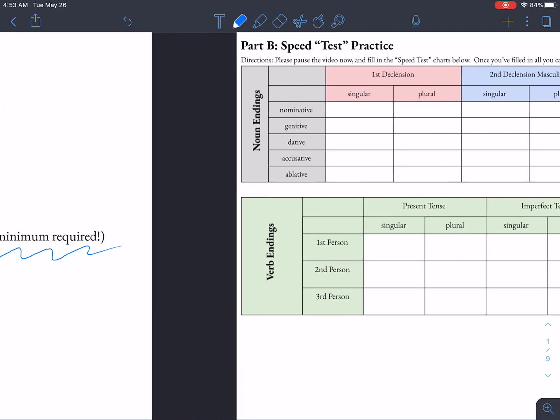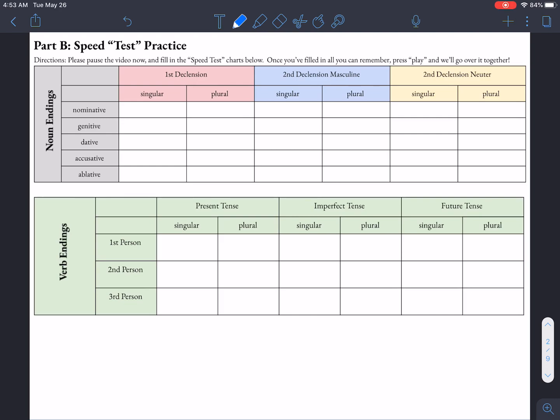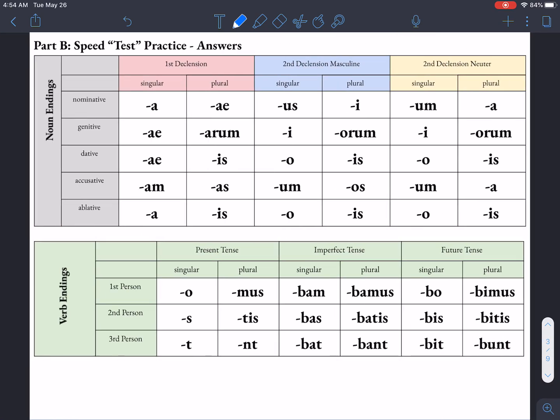So without further ado, let's go through our regularly scheduled programming. If you would please pause the video now and fill in your speed test. Once you've filled in all that you can remember, hit play and we'll go over them together. Alright, so off you go. And welcome back. I also noticed, sorry guys, it says part B. This is supposed to be part A because it's part A on your packets. So let's go over the answers now.